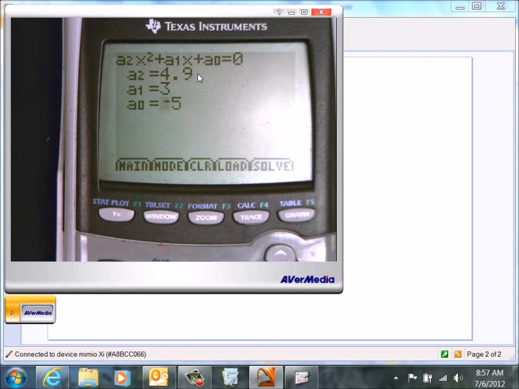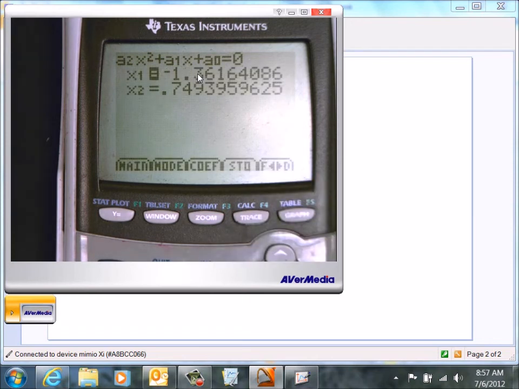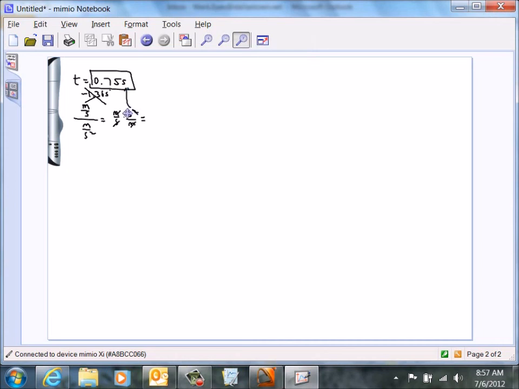Press Enter. Now that all the coefficients are in, I'm going to hit the Solve button. Instantly it gives me the 2 roots. Notice the one possible solution is -1.36. That was the one that we said was physically impossible, but the other root, the positive 0.75, is exactly the same one that we calculated. So with very, very minimal effort, it spits out the same roots that we got using the quadratic equation.